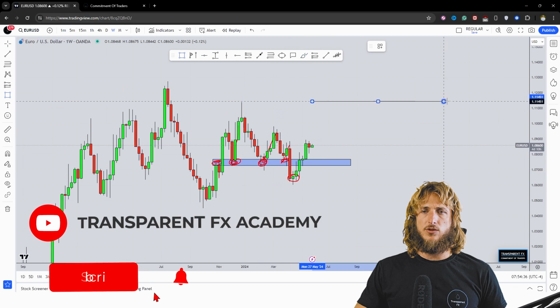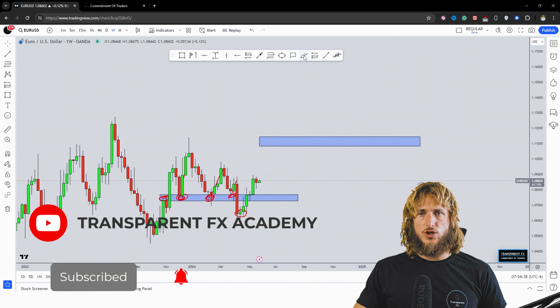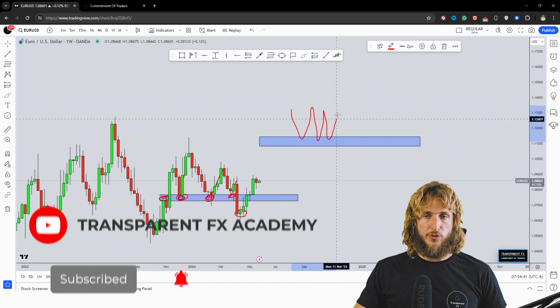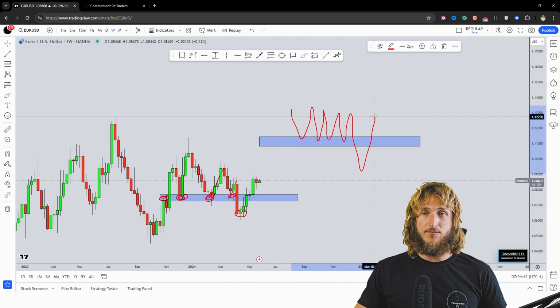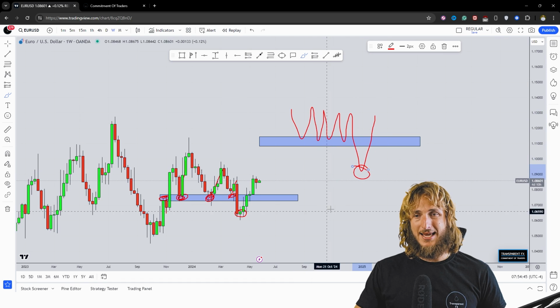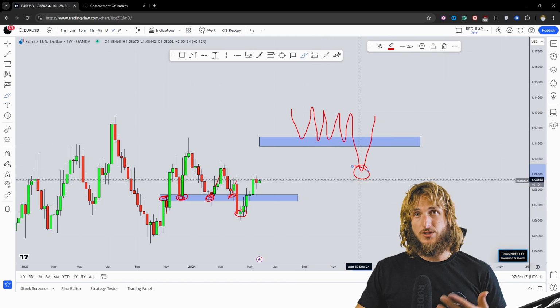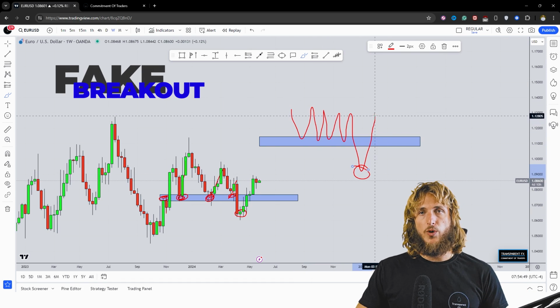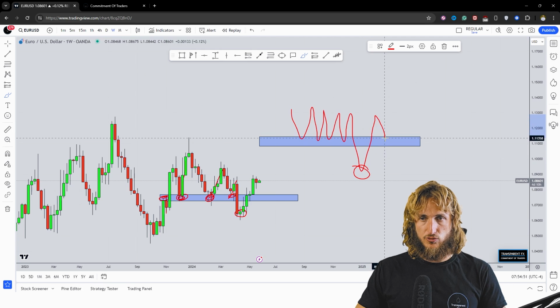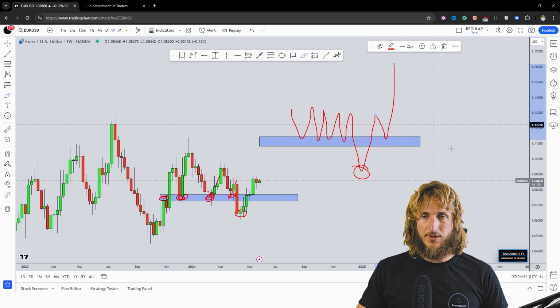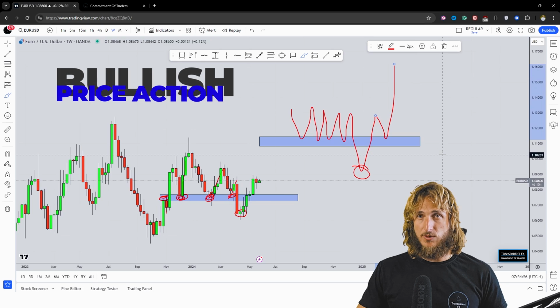Now, when you have a horizontal level of structure, which gets actually respected multiple times, and then the market breaks below it and breaks back above, therefore confirming that the push to the downside was actually a fake breakout, at that point, what you would naturally expect the market to do is to go for another test of the zone and then to reject to the upside aggressively.